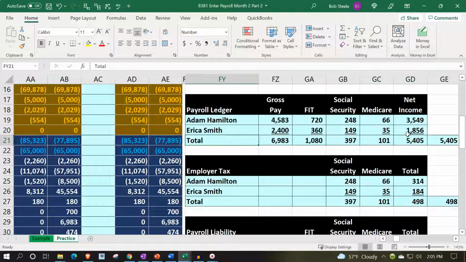Or we could just take this total of all the employees and enter a very simple transaction, which would be just simply the gross of the net pay expense. So that would be payroll expense of the 6,983.